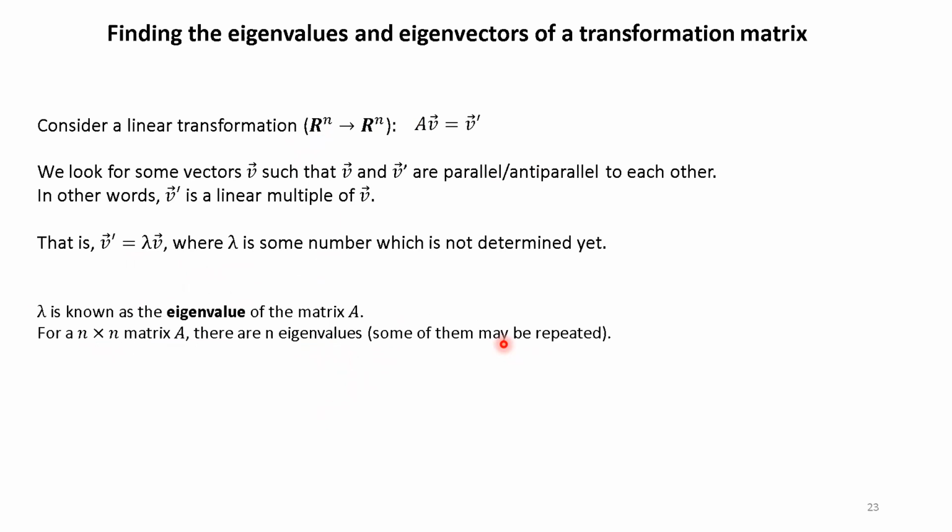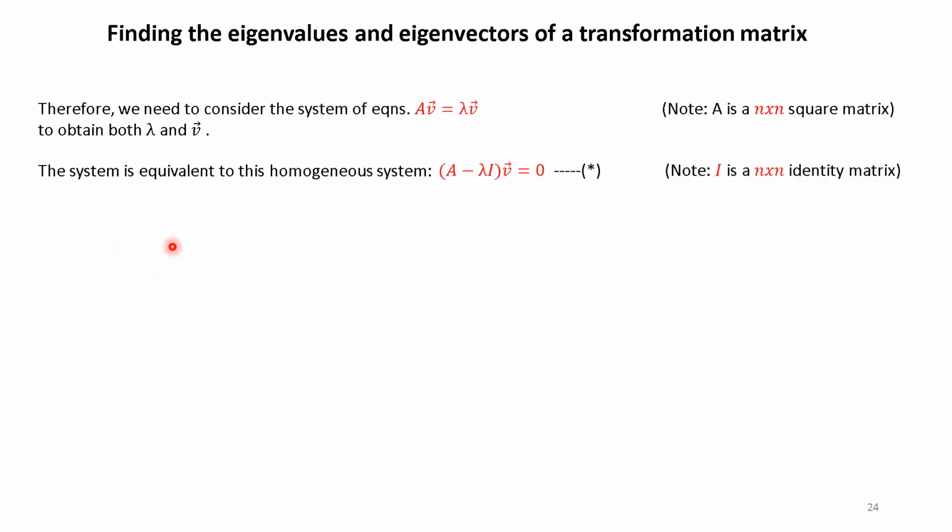So what do we need to do here? We need to find out v prime, and to find v prime, we first need to find out lambda. So this is the requirement. We are looking for some v such that after the transformation it is just given by lambda times v.